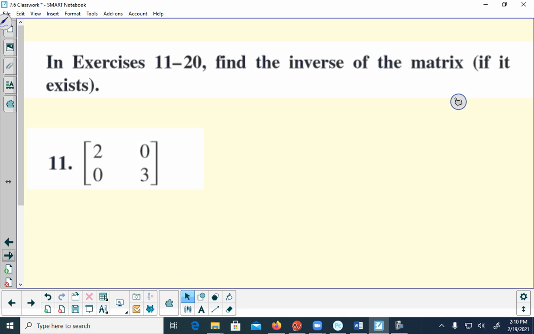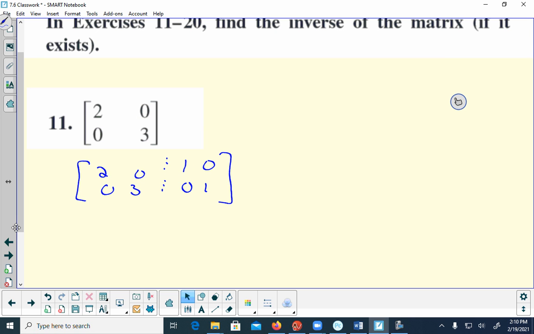In exercise 11 through 20, find the inverse. Since it doesn't tell me to use the determinant formula, I'm going to go ahead and do it using the identity matrix. So I'm going to do 2, 0, 0, 3, and then write the identity, which is 1, 0, 0, 1. And remember, the object of this game that we're playing is to make the left side look like the identity and the right side look like my inverse.